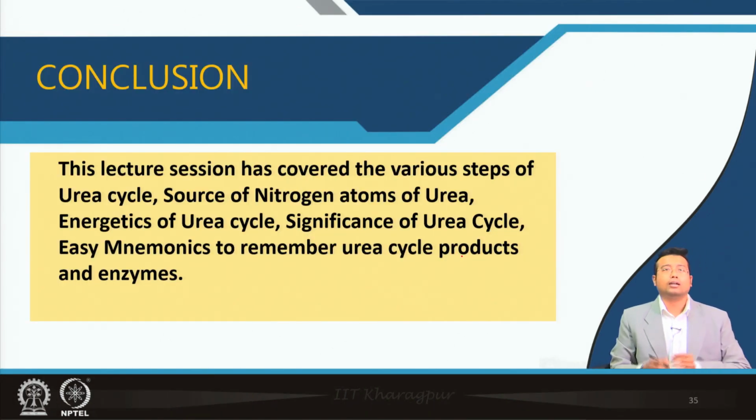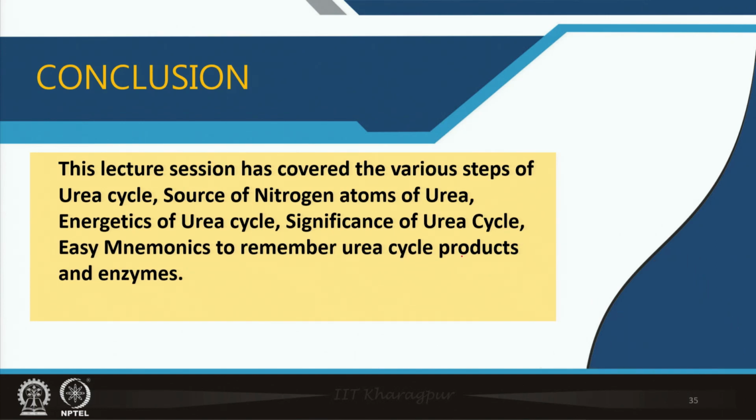To conclude, the lecture session has covered the various steps of the urea cycle and the sources of nitrogen atoms of urea. The first was carbamoyl phosphate and the second was aspartate. We have also read about the energetics of the urea cycle, its significance, and how to remember it. We have also discussed easy mnemonics to remember the urea cycle products and enzymes.